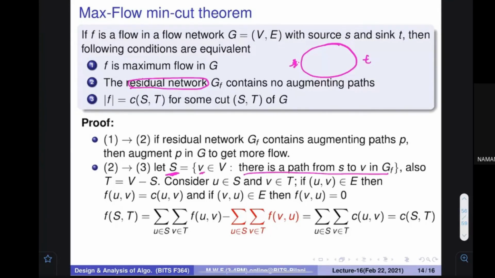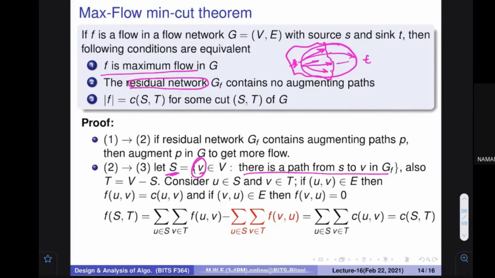You would not be able to find a path from S to T, because if you find one, then it becomes an augmenting path and you can add to the maximum flow. If the maximum flow is there, then you cannot find a path. Means what? If you start from S, you would be able to reach somewhere, and after that there would be no link. So you just consider those things from S where you are reaching.